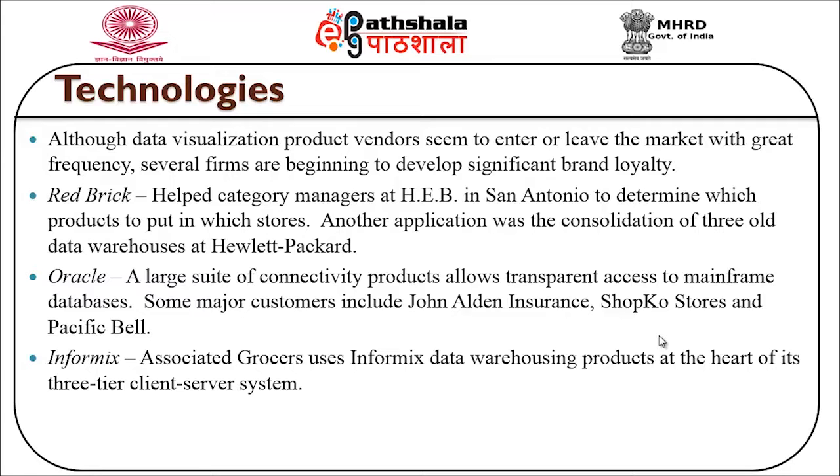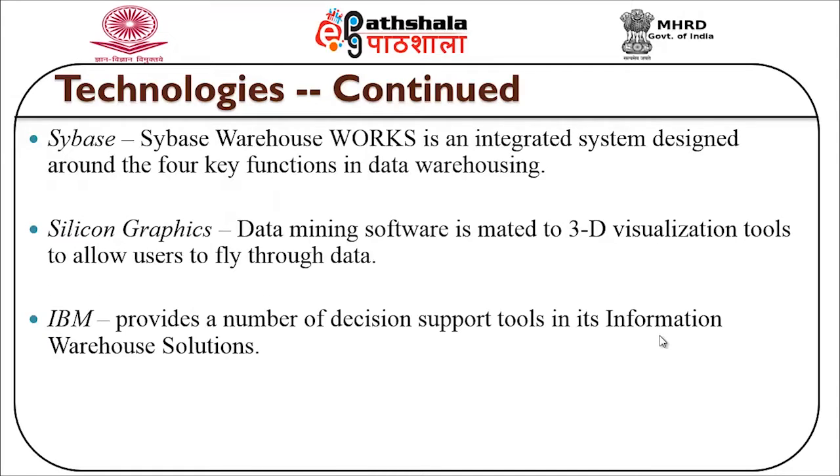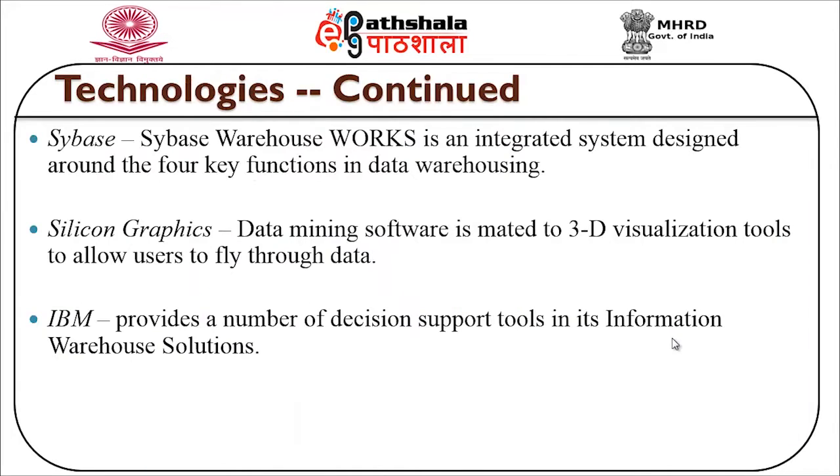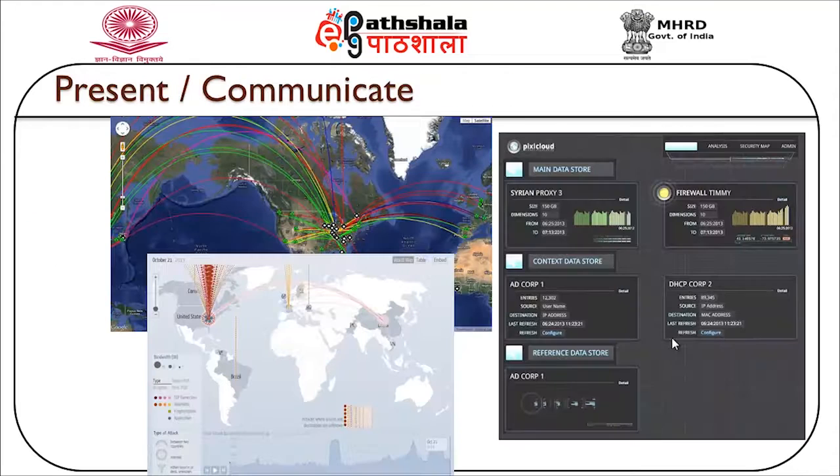Informix: Associated Grocers uses Informix data warehousing products at the heart of its 3-tier client-server system. Sybase Warehouse works as an integrated system designed around the 4 key functionalities in data warehousing. Silicon Graphics' data mining software is mated to 3D visualization tools to allow users to fly through the data. IBM provides a number of decision support tools in its information warehouse solutions.